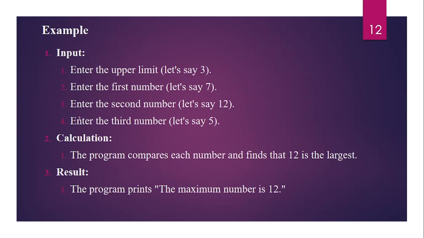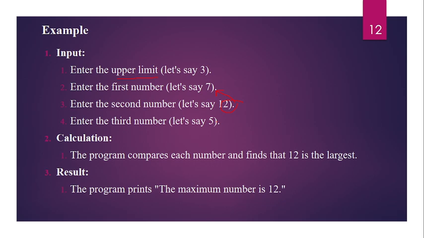Now this is the example. Let's say I have set my upper limit as 3, which means I can enter up to 3 numbers. So the first number I will enter, let's say, is 7. Now 7 will be stored in the maximum number. Next I will enter 12. Now what will happen? It will check if this 12 is greater than 7. If it is greater than 7, then 12 will be stored in the maximum number.